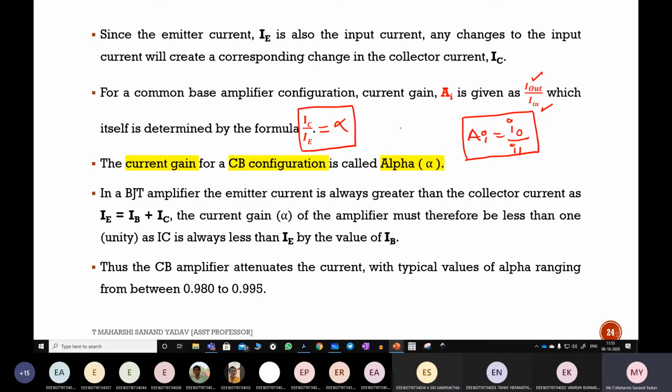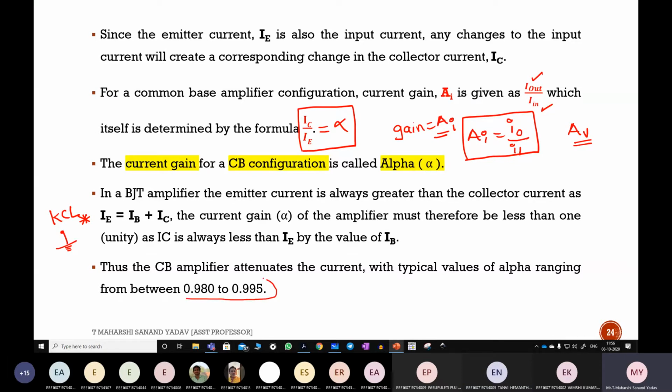Generally gain is represented with A. If it is AI, it is nothing but gain because of current. Suppose if it is AV, then gain because of voltage. Simply we can call it voltage gain and current gain. So we have discussed all these parameters also. IE is equal to IB plus IC. How did I get this? By applying KCL at the node present at the ground part. So emitter current is nothing but base plus collector.